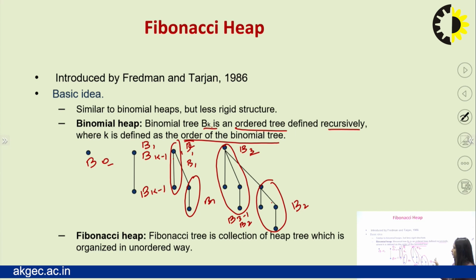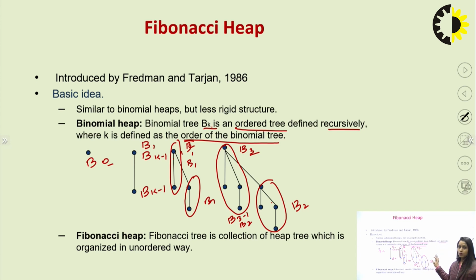Now we discuss what a Fibonacci heap is. You have to know this concept of binomial heap, then you can come to this topic. A Fibonacci heap is a collection of heap trees, like the binomial heap. But the binomial heap is organized in an ordered way, whereas the Fibonacci heap is organized in an unordered way. I hope you got the basic idea of this Fibonacci heap.